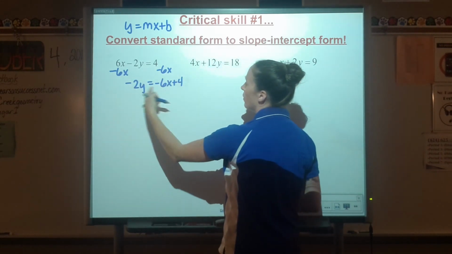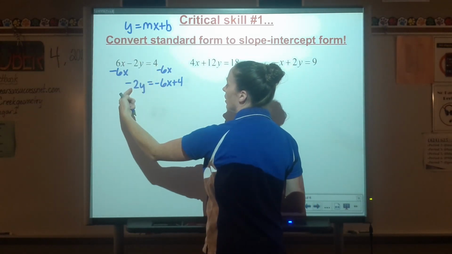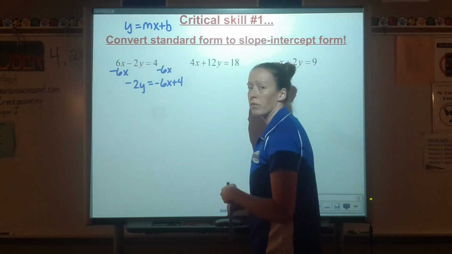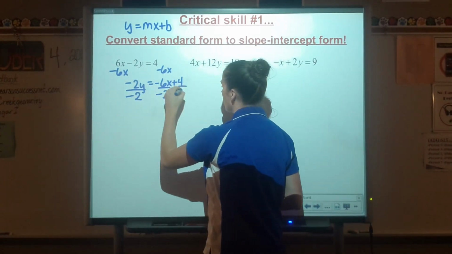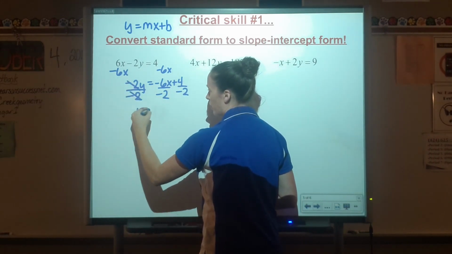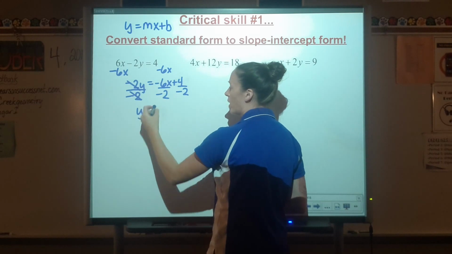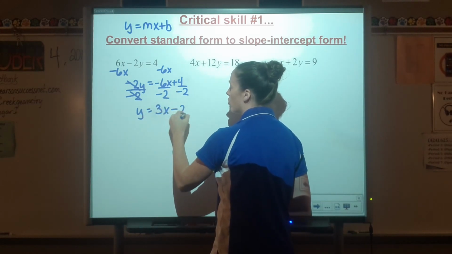Okay, so now we've got all the terms in the correct position, but the only thing that we've got left is we need that y coefficient to be 1. Divide by -2 every single term. Cancels on the left, coefficient is now 1, negative over negative is positive, so 3x and -2.